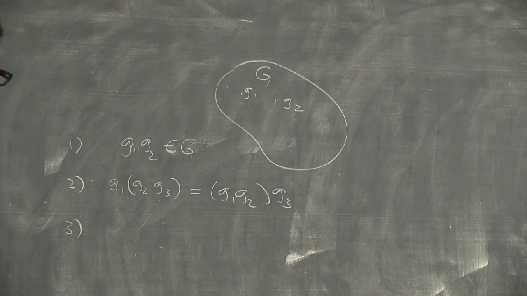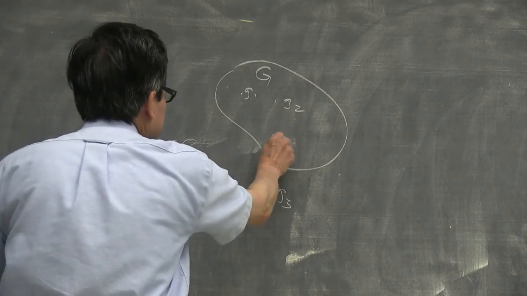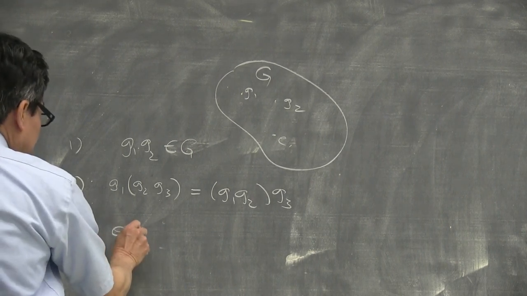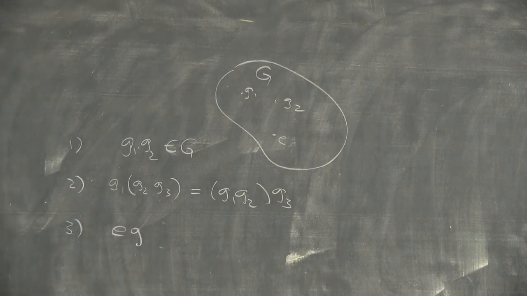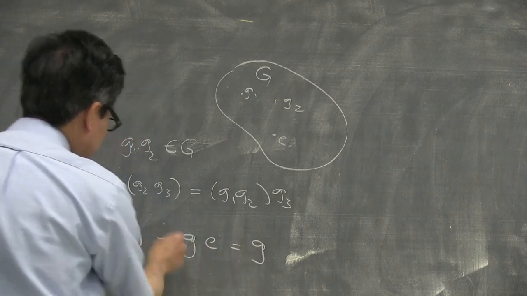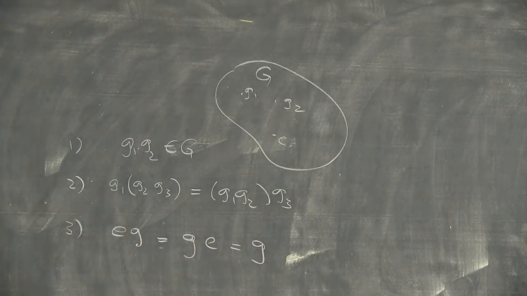The third one is that inside the group there must exist a very special privileged element called the identity element, so that when you take this identity element and multiply by anything either to its right or to its left, then you get back this G, whatever it is. Okay, so the E is called the identity element.